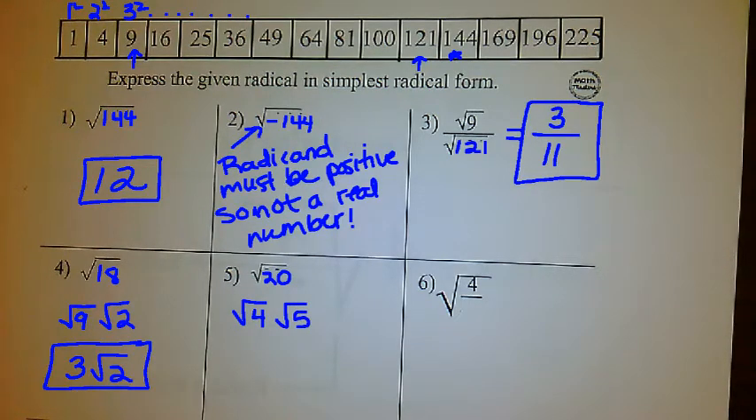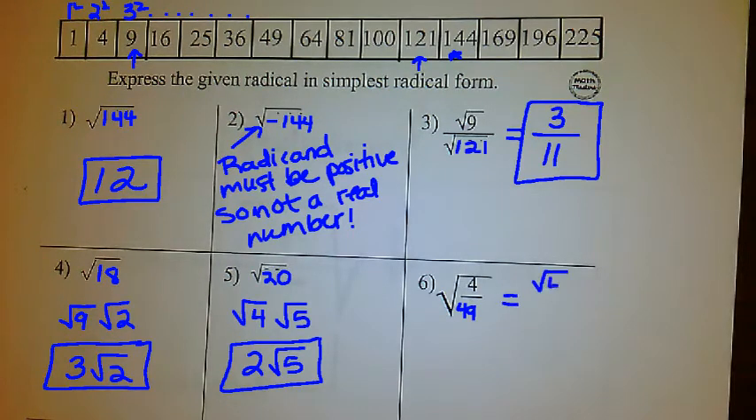Always put the perfect square in front and simplify the perfect square. Okay, the next one is 4 over 49. So what we're going to do is rewrite this as the quotient of two perfect squares, and then simplify.